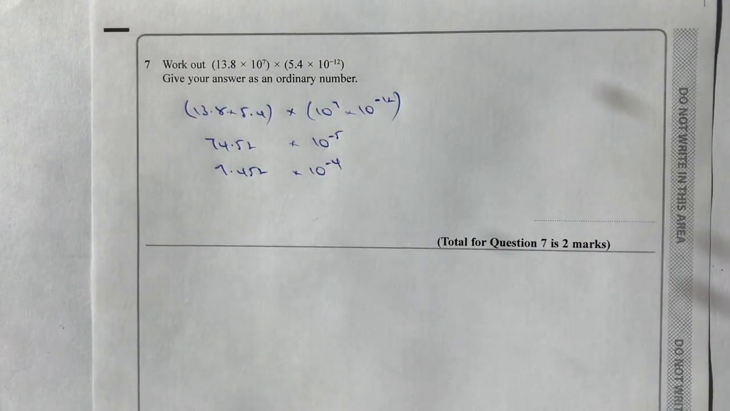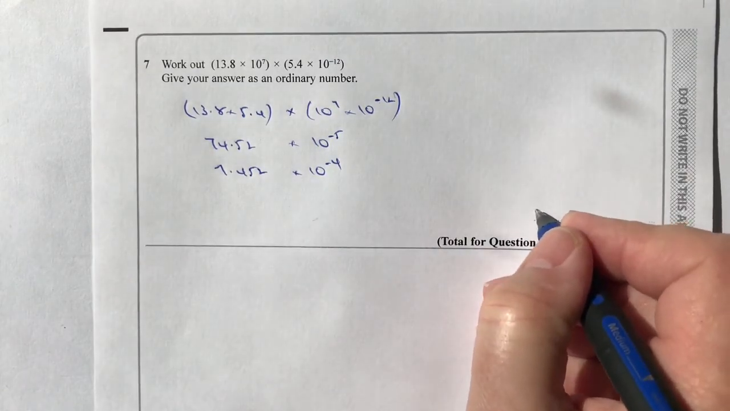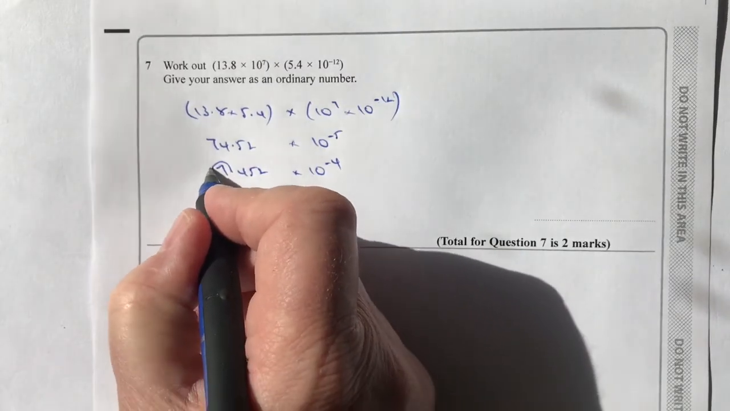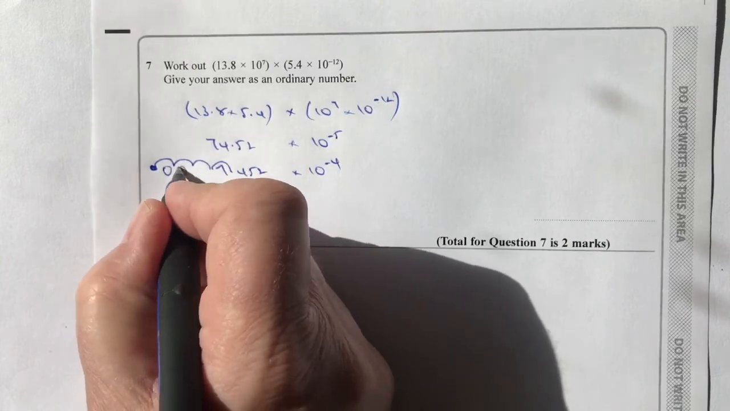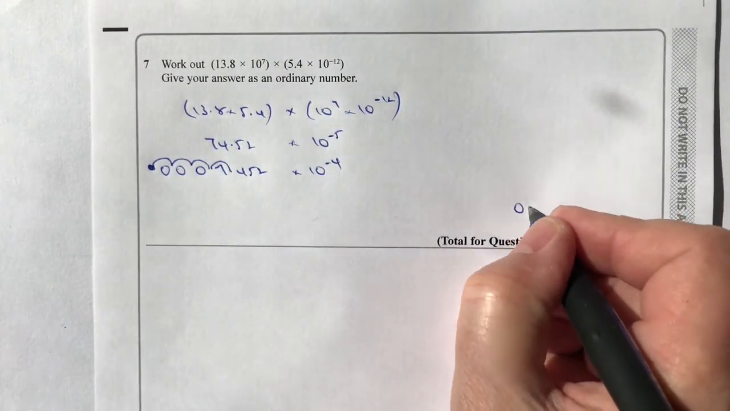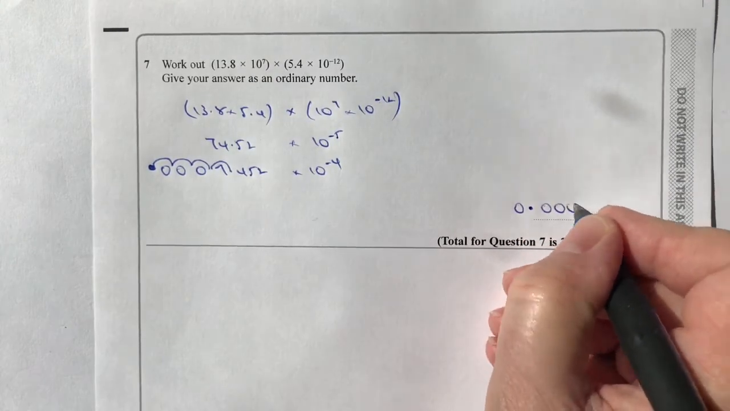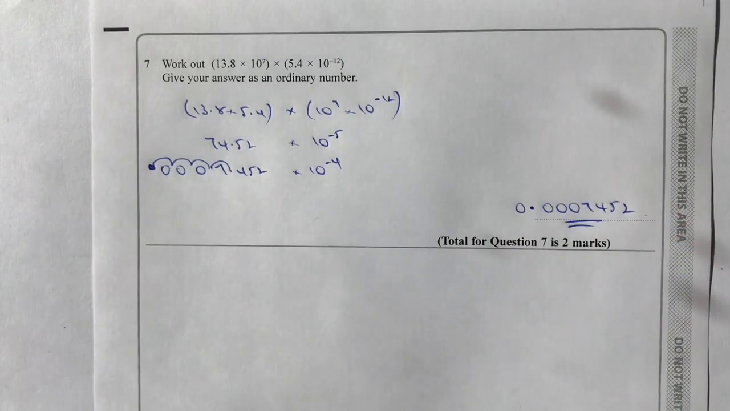But it has actually asked us to give the answer as an ordinary number. I suspect that's the answer that we're going to get on the calculator. So to convert that to an ordinary number, we've got to move the decimal point back 4 places. So if I start from here, it's 1, 2, 3, 4, and then I would have my decimal point. So it's 3 zeros, okay, so my answer is going to be 0.0007452, and that would be the answer to this question.